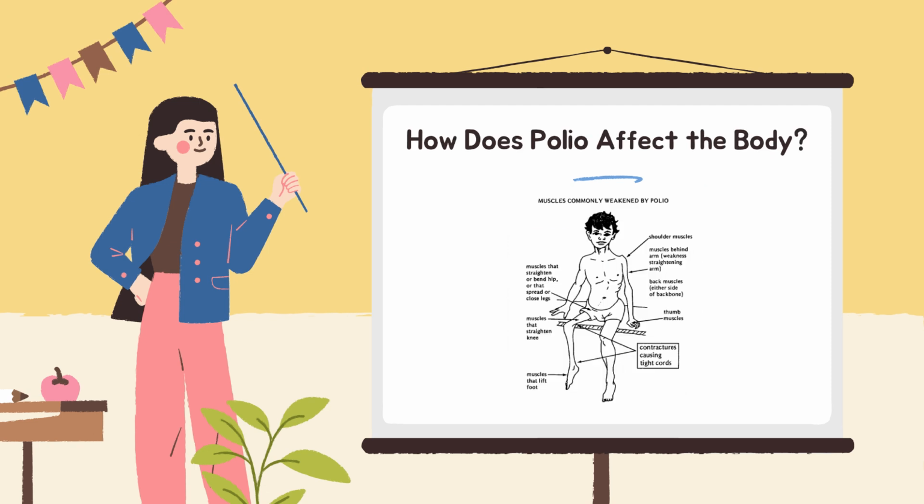How does polio affect the body? Poliovirus enters the body through the mouth or nose and multiplies in the throat and intestines. In some cases, it spreads to the brain and spinal cord, leading to paralysis. This paralysis may affect the arms and legs, muscles that control breathing, and muscles needed for speaking and swallowing.